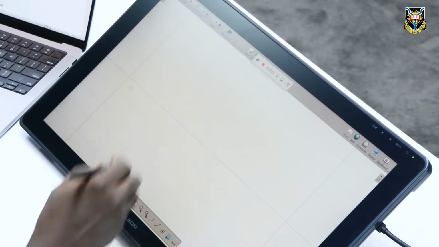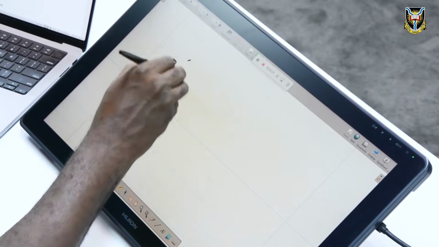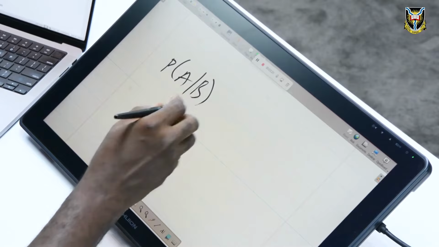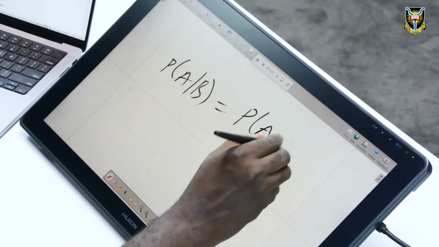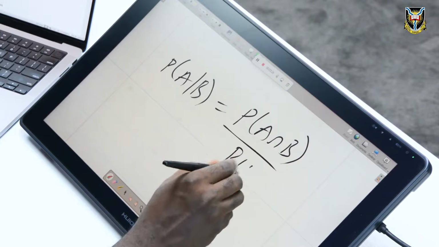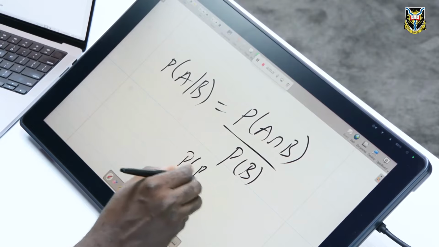Conditional probability requires that events A and B that are associated with a sample space are defined in such a way that event A is obtained given that B has already occurred. Having said that, conditional probability is written in this format: probability of A given B equals probability of A intersection B divided by probability of B, and probability of B must not be equal to 0. And this is how we specify conditional probability.